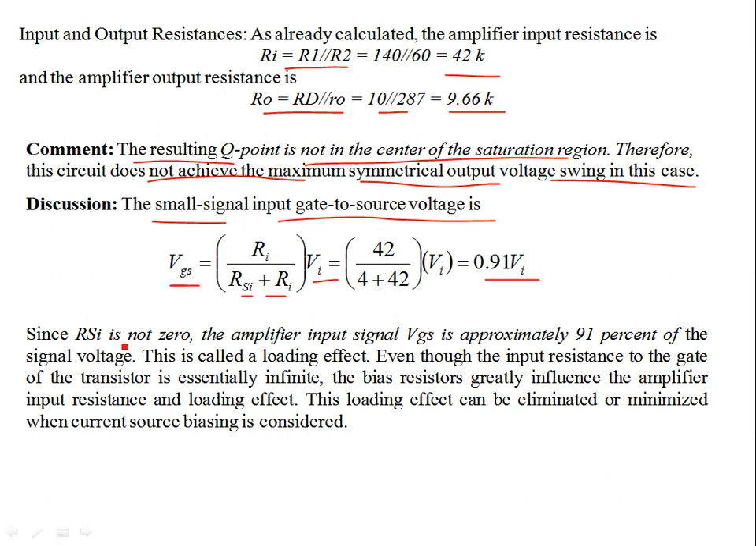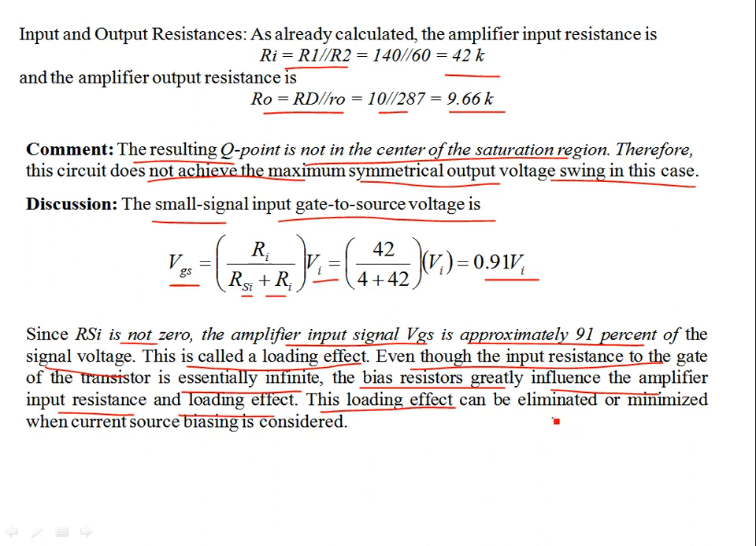So since RSI is not zero, the amplifier input VGS is approximately 91% of the available signal voltage. This is called the loading effect. Even though the input resistance to the gate of the transistor is essentially infinite, the bias resistors greatly influence the amplifier input resistance. Now the input resistance will be R1 parallel R2, and the loading effect.